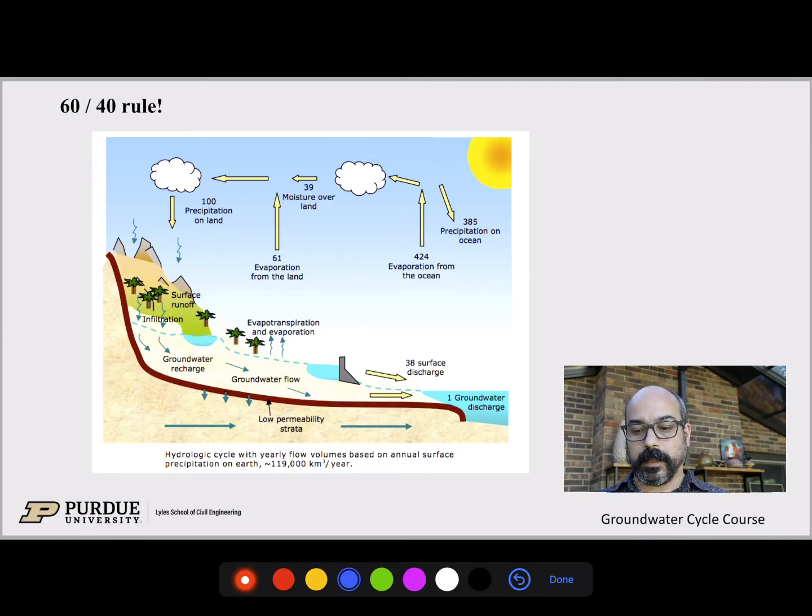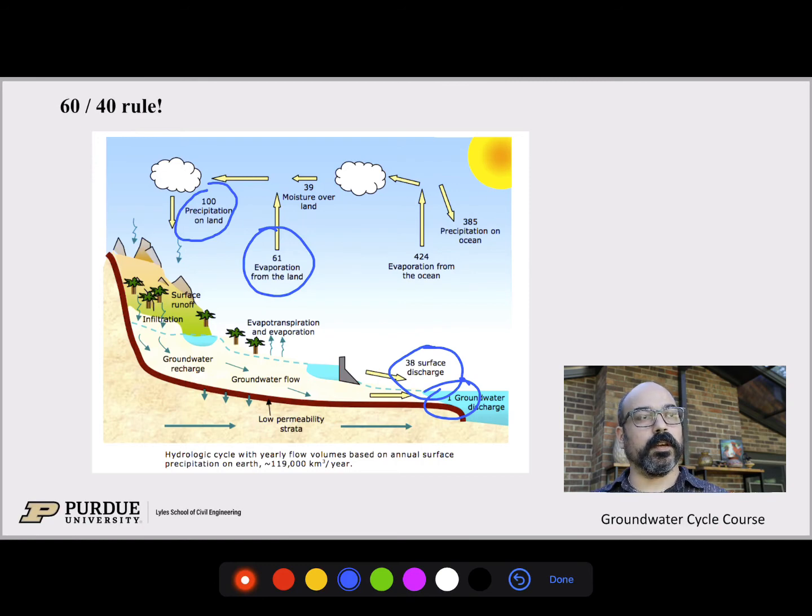So if you look at the 100 precipitation on land here on the top left, so if we have 100, let's say this is in cubic kilometers per year, but just take 100, right, falls on Earth, you'll see that about 40 discharges to the ocean and about 60 re-evaporates back to the atmosphere. So that's the 60-40 rule, right? So maybe that's not so intuitive.